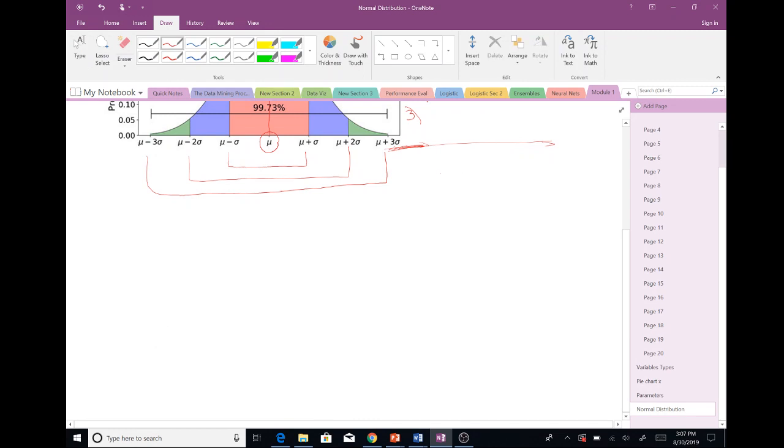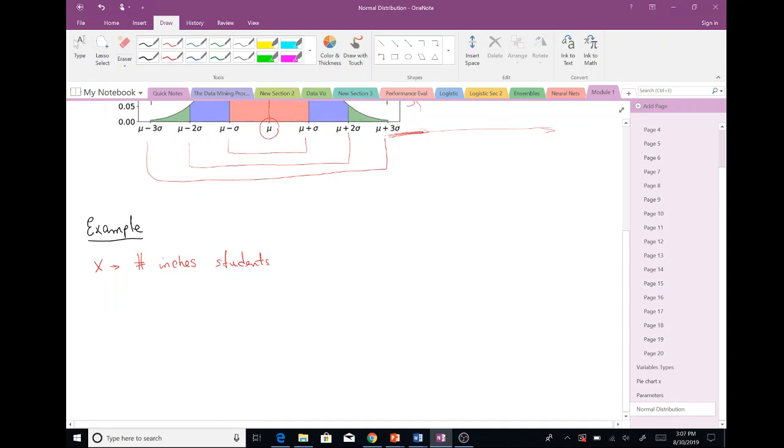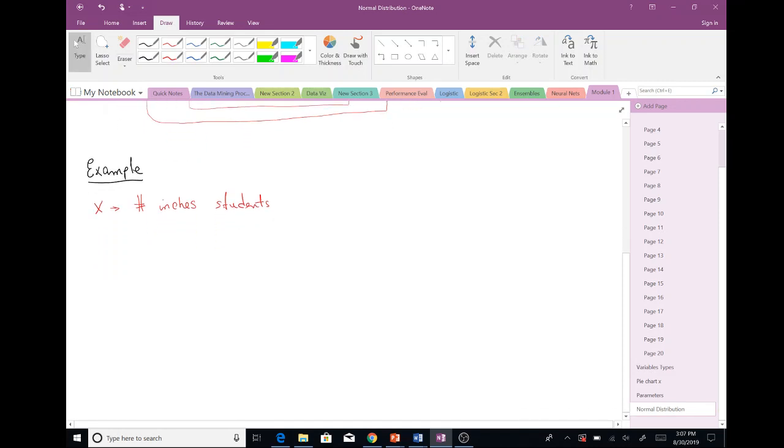Well, first of all, we are going to describe the problem here. So this is the example, and we are going to let x be the number of inches tall of students, and we know, for some reason, I mean magically, that the mean is 66 inches.